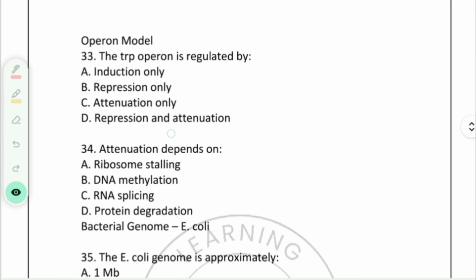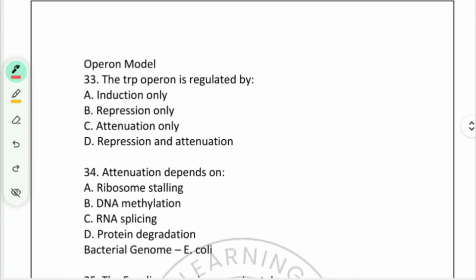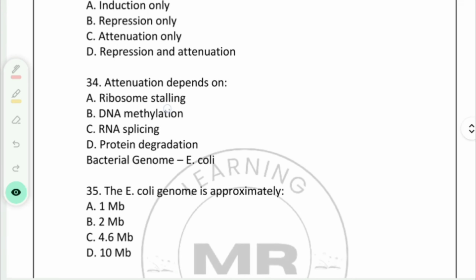Question number 33. The trp operon is regulated by A. induction only, B. repression only, C. attenuation only, D. repression and attenuation. So the correct answer for this question is option D, repression and attenuation.